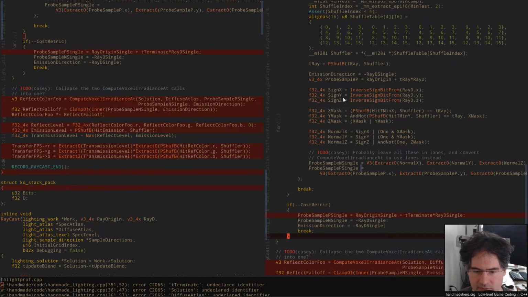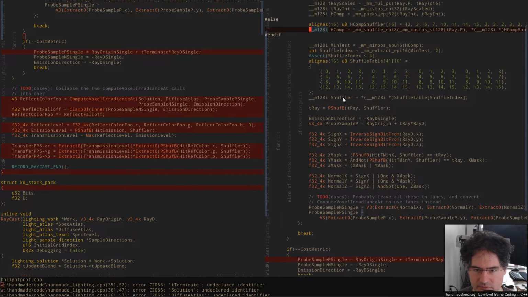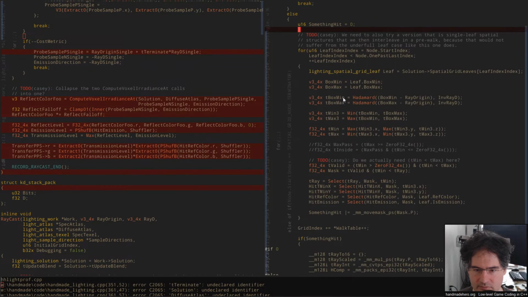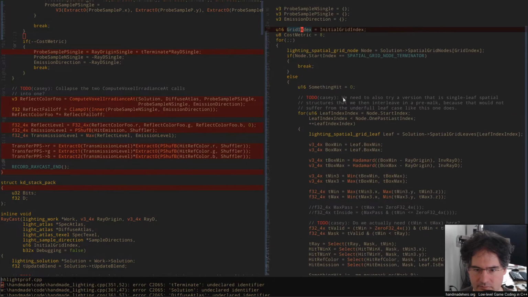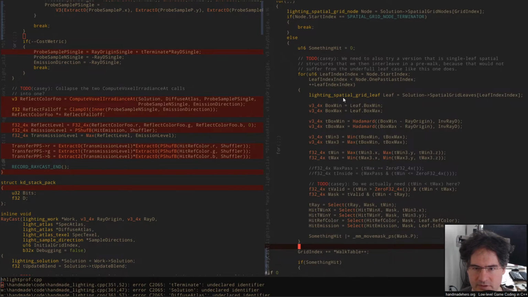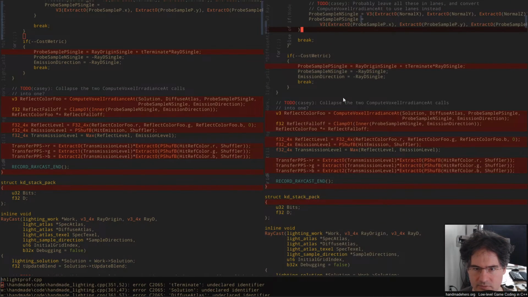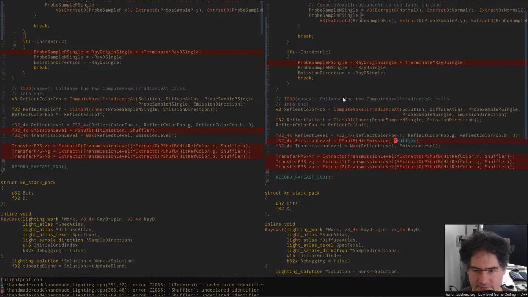Okay. So I think our for loop is good now. That all looks right. So we do the leaf test. We go there. I think that all looks good to me.